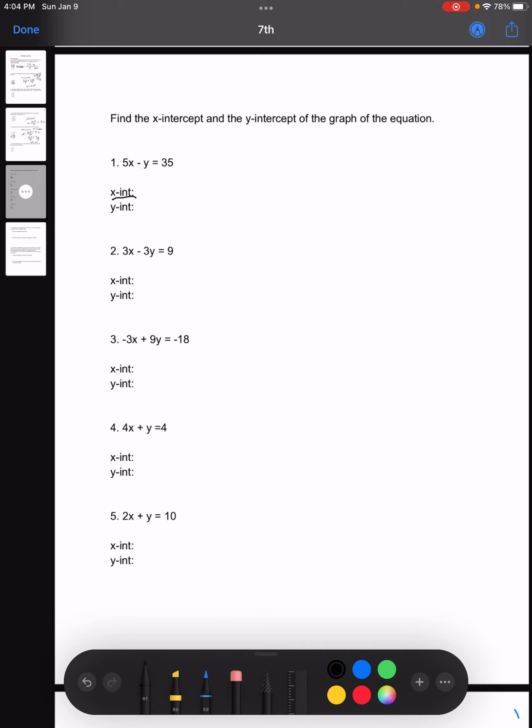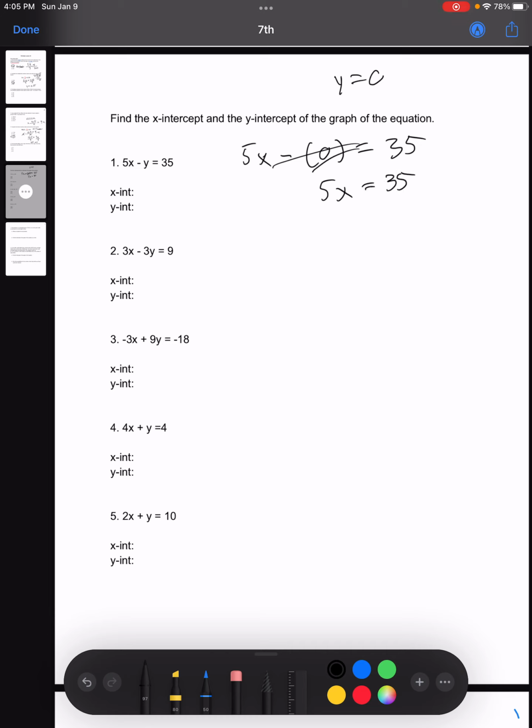To solve for the x-intercept, all we have to do is set y in the equation equal to 0. So if we go ahead and do that, we have 5x minus 0, because we're setting y equal to 0 to solve for the x-intercept. And we just solve this resulting equation for x. Minus 0, we can just delete as it means nothing. So we have 5x is equal to 35.